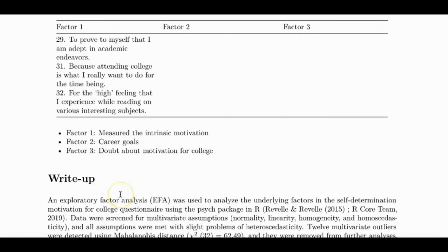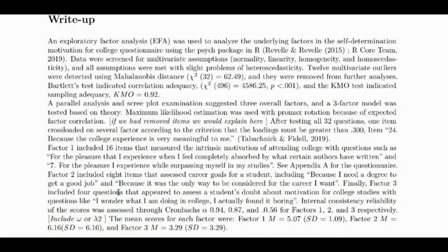Let's look at the write-up next. I mentioned what procedure I was doing, the factor analysis, the type of questionnaire, what assumptions I screened for, the normal ones, homogeneity of variance, etc., and the new ones as well, which is the KMO, the correlation adequacy. I don't see it here, but you can also put the MSA. I mentioned how many factors the parallel analysis and the scree plot recommended.